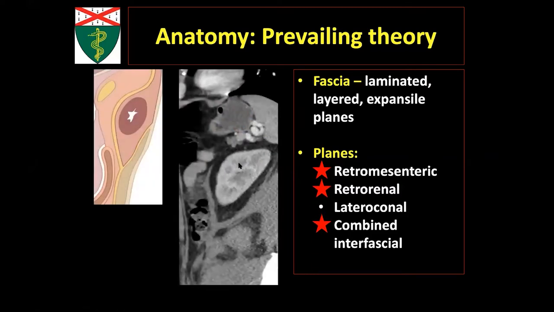And this was that Y shape that I showed you. Over here, a sagittal CT scan with intravenous contrast, we can see that the retromesenteric plane is expanded, the retrorenal plane is expanded, and downwards, you can see that Y shape as it streams through the combined interfascial plane.